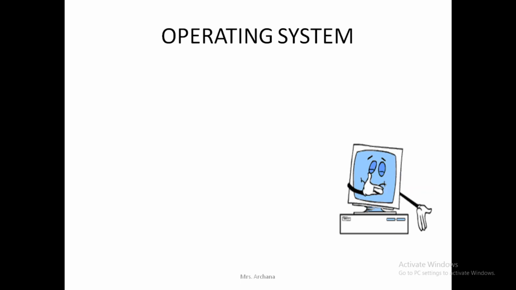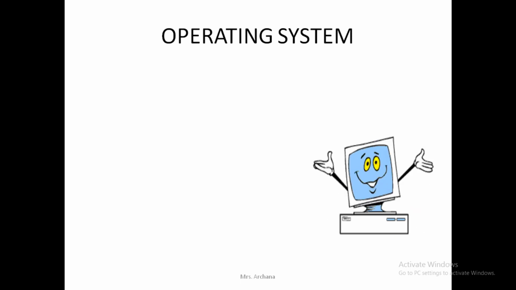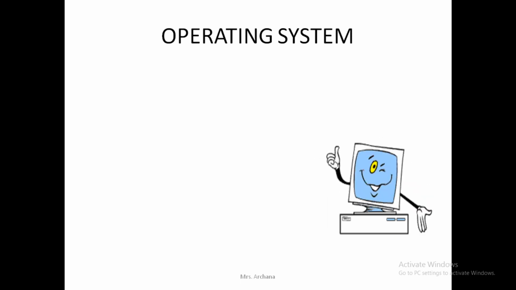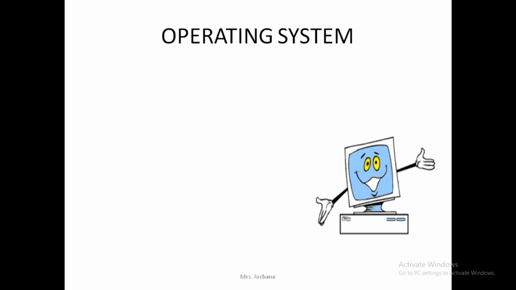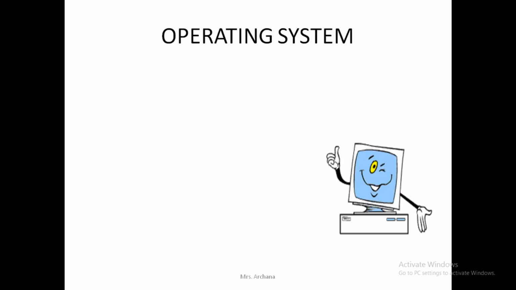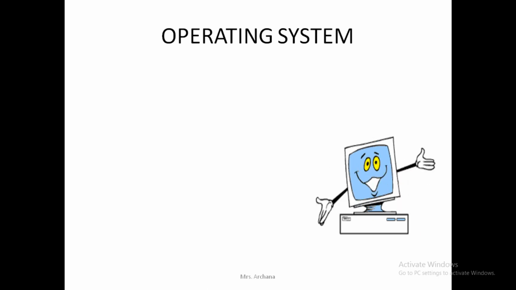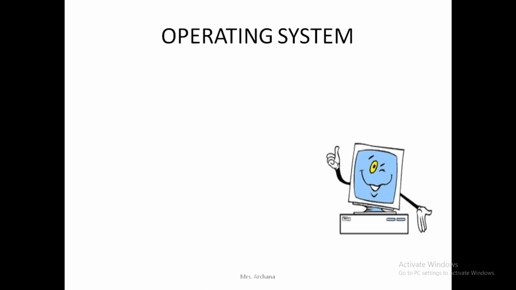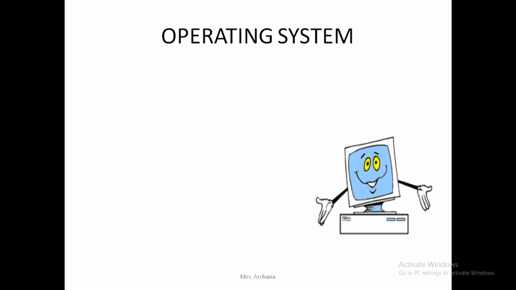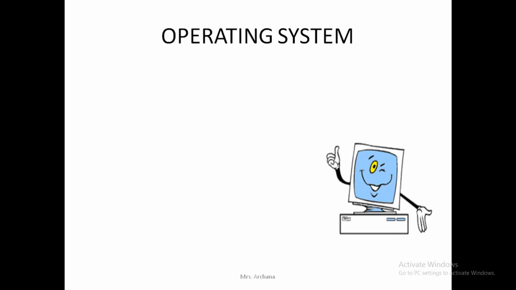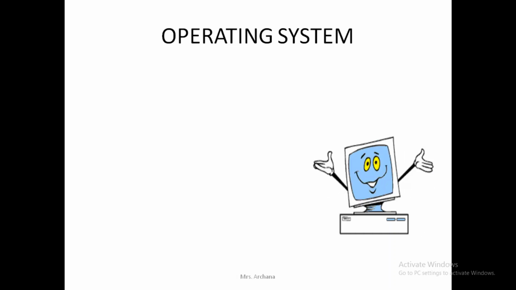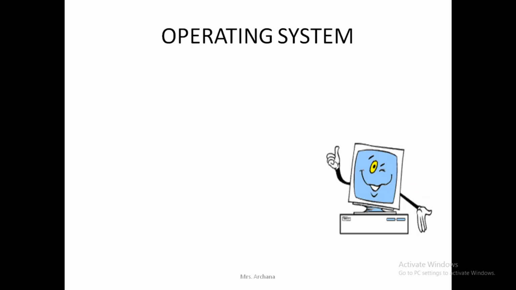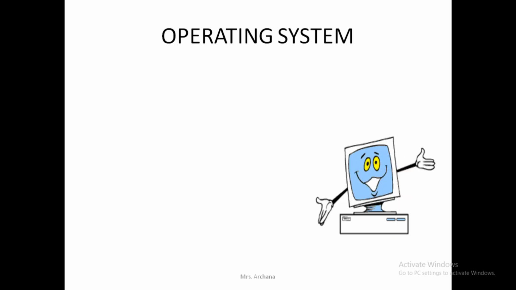Now we will discuss what is operating system, or OS. Operating system is a software that enables the computer to understand the commands given by the user. It is the operating system only which works as an interface between the computer hardware and the user.